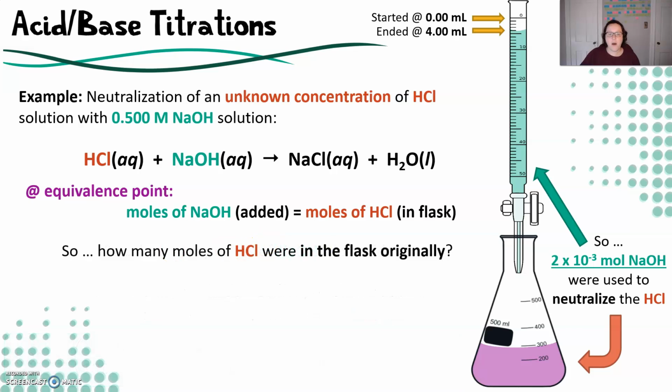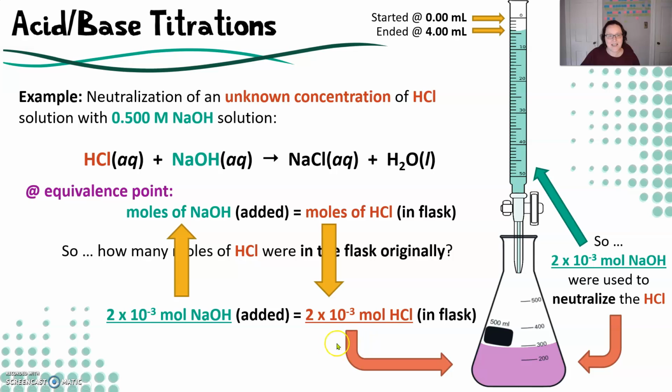Okay, then how many moles of hydrochloric acid were in the flask originally? If we know that 2 times 10 to the negative third moles of sodium hydroxide were added to reach the equivalence point, then we know based on the 1-to-1 mole ratio of the neutralization reaction that the same number of moles of hydrochloric acid were present in the reaction flask at the beginning. So this means there were 2 times 10 to the negative third moles of hydrochloric acid in the original analyte.